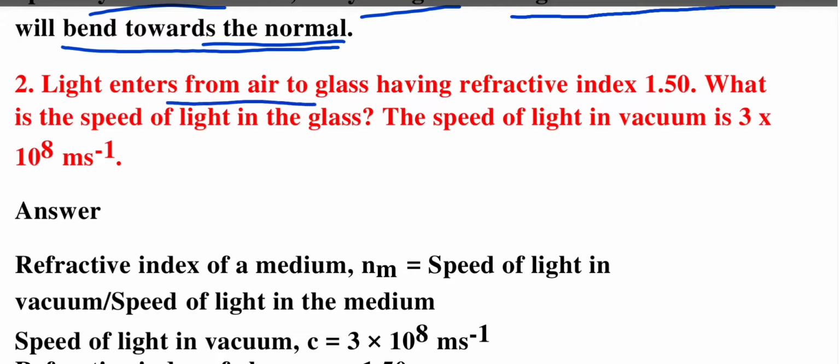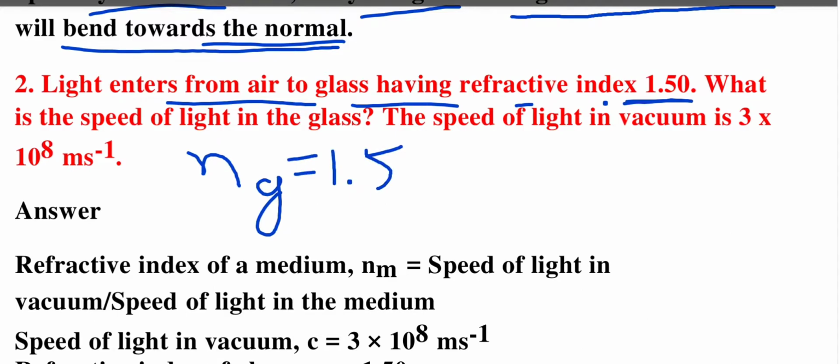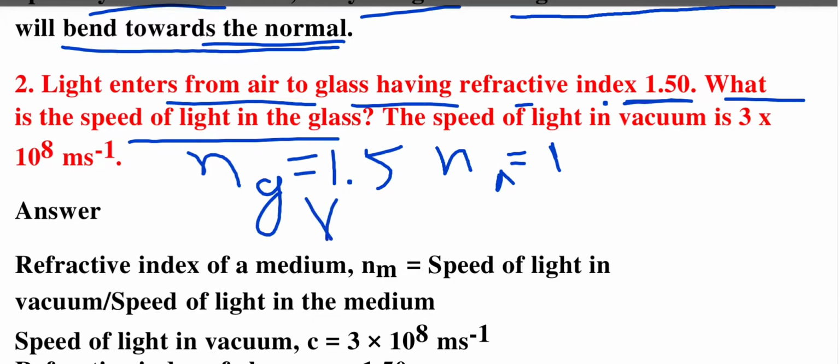So light enters from air to glass. It is clear, light enters from air to glass. Air is a rarer medium, glass is a denser medium. Glass has a refractive index of 1.5. You know the refractive index of air is 1. So what is the speed of light in glass? They are asking Vg. Vg is equal to question mark.